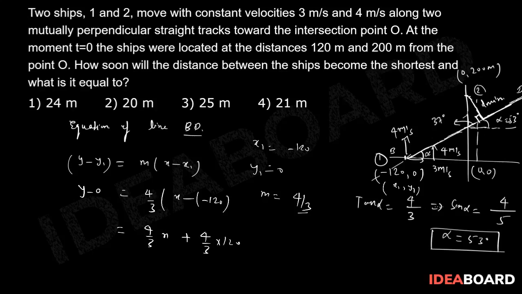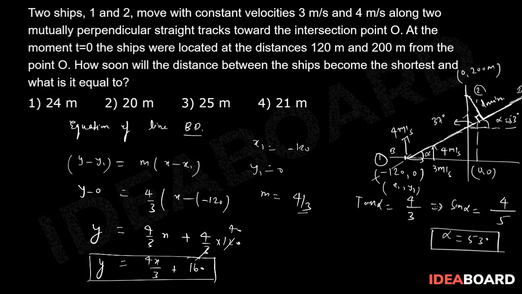which is 4 by 3 x plus 4 by 3 into 120, this is equal to y. So this is 4x by 3 plus 160, this is the value of y. So we got the value of y. Now this is the equation of this line. So we want to calculate the coordinates of point E.